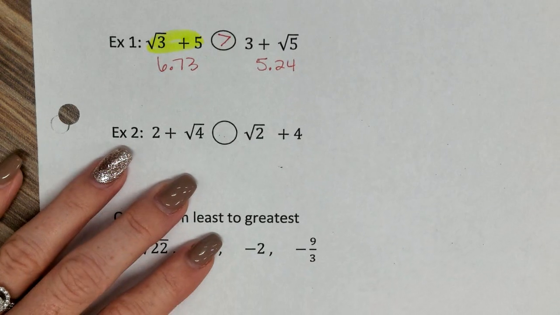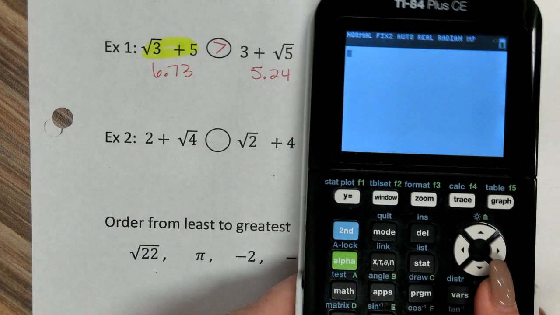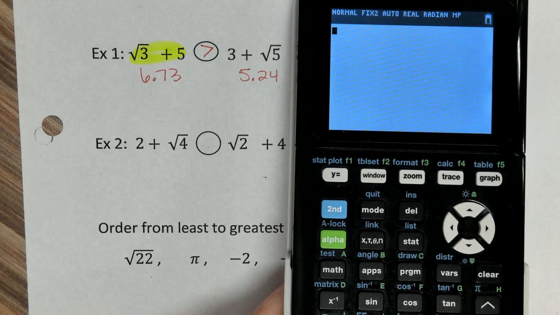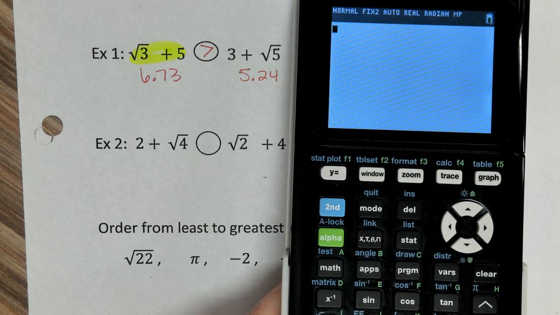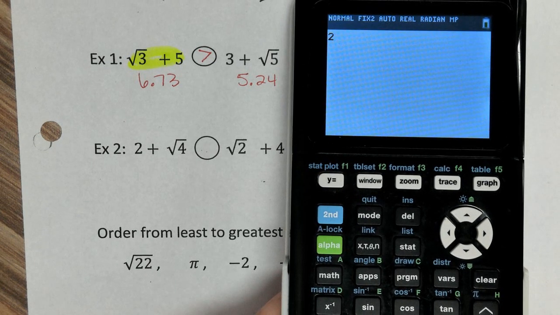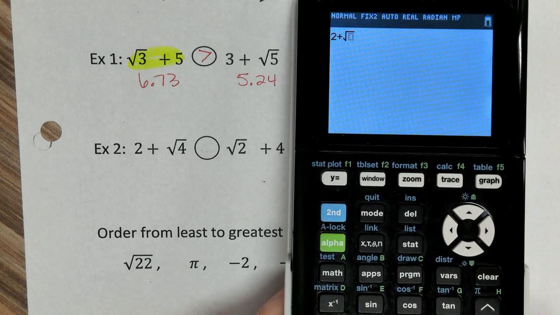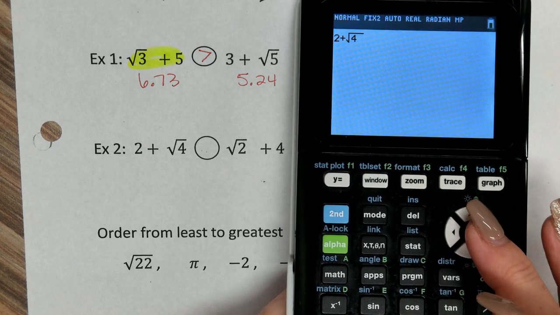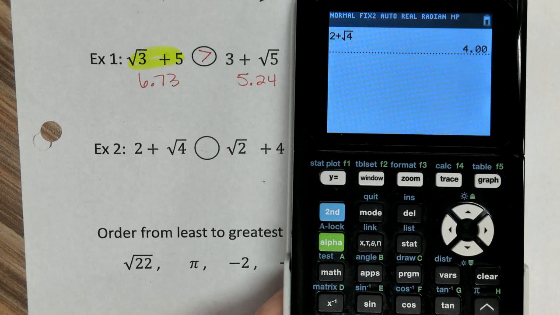Okay, let's try this one. So I have 2. Everybody should be typing this in their calculator. I have 2 plus the square root of 4. Arrow out and then hit enter. $4.